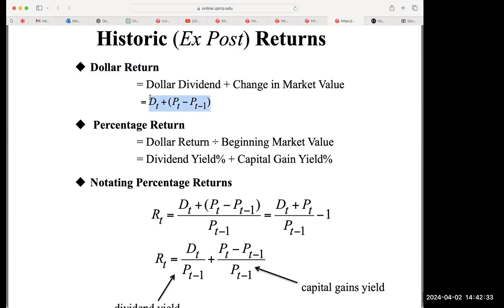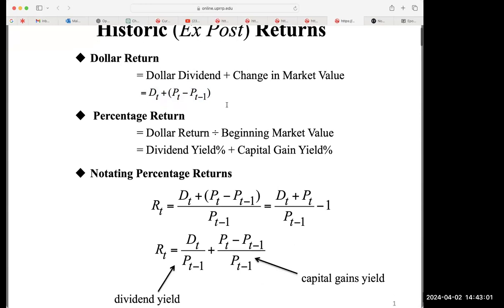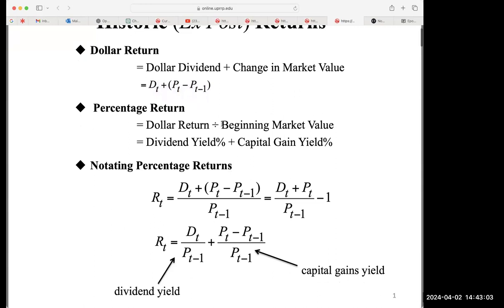Now we want to convert that into a percentage, because I never showed you dollar return data. I'm showing you percentage return data. Percentages are relative. Statistics is about averages and relative measures. So what are we going to make it relative to? Well, the dollar return from the past to today. Notice I used last period's price as a reference point, so I'm going to divide by the beginning market value.